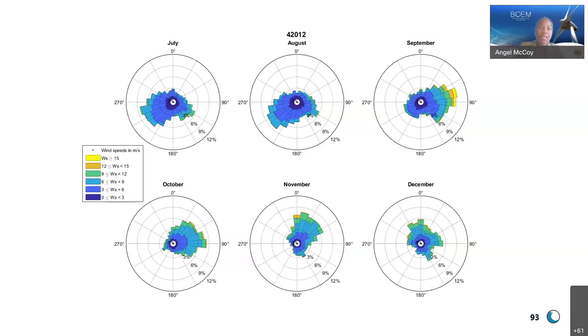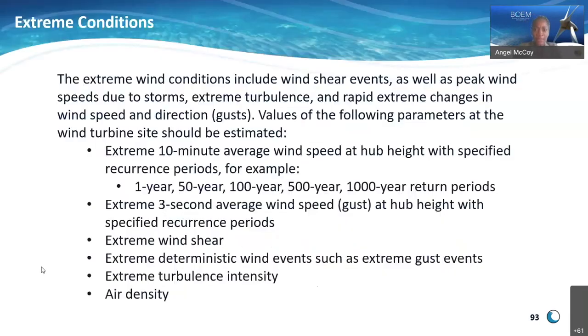In the prior slide, in those early winter months, we see a higher frequency of higher wind speeds coming from the north. And then as we move into September, again, we have higher wind speeds coming from the east. And again, we see that occurring in November and December, as I stated before, going into those winter months. Next slide, please.